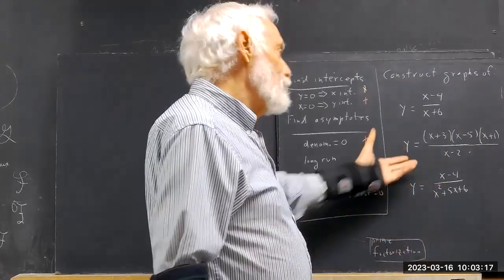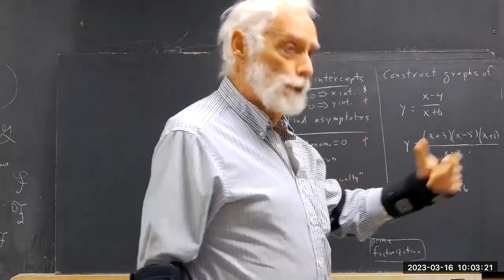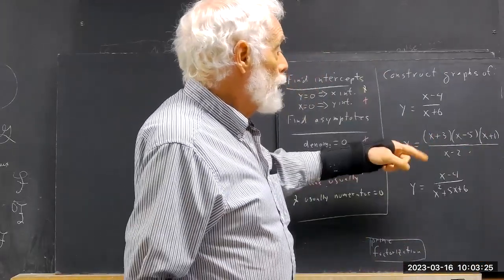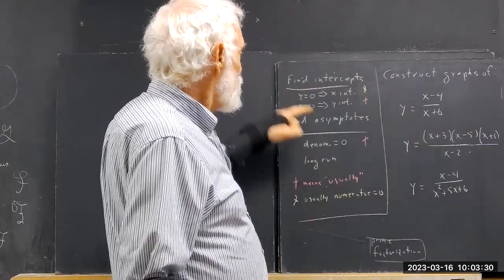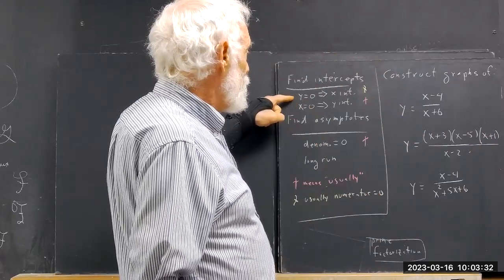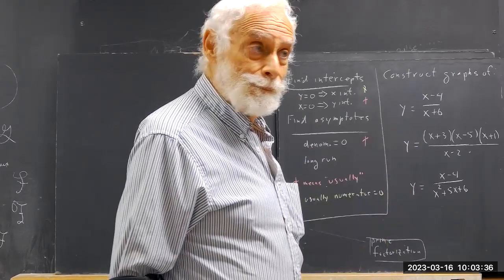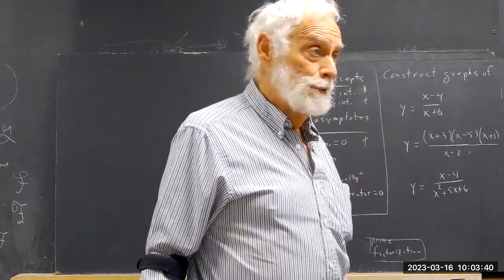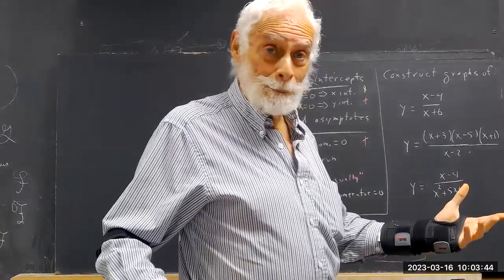Now, if you got something like a 2x plus 3 here, you're going to have to solve a simple equation. That's easy. So my point is, usually you get your x-intercept when the numerator is 0. There's an exception to that, because if the denominator is also 0, you don't get 0. You get an undefined point.